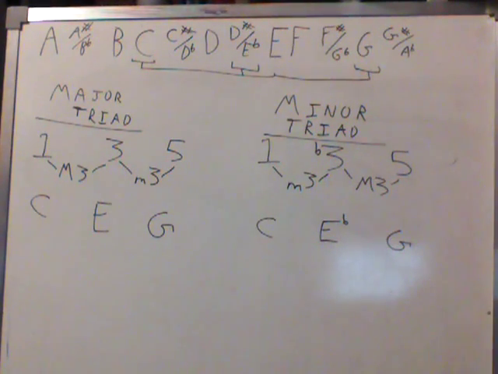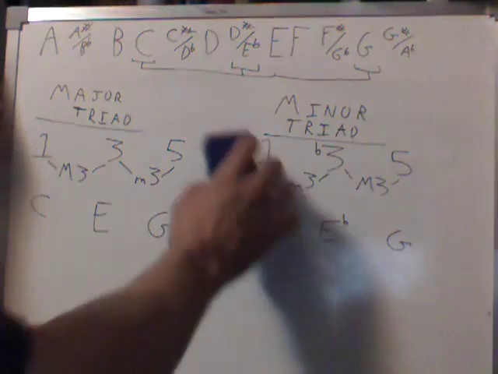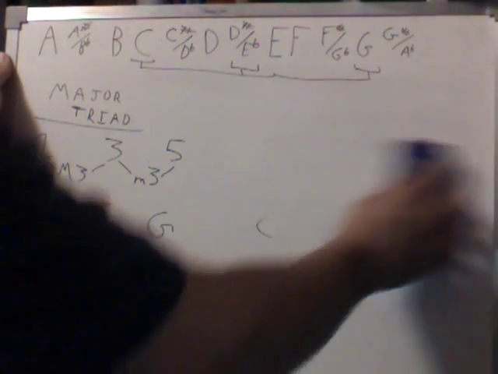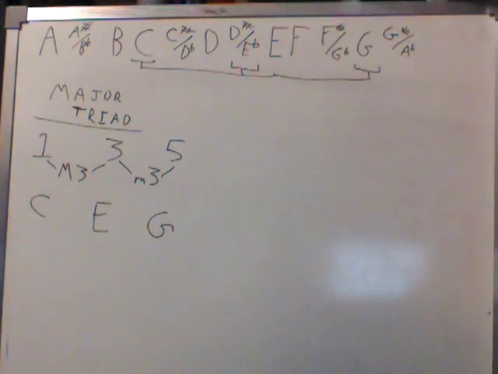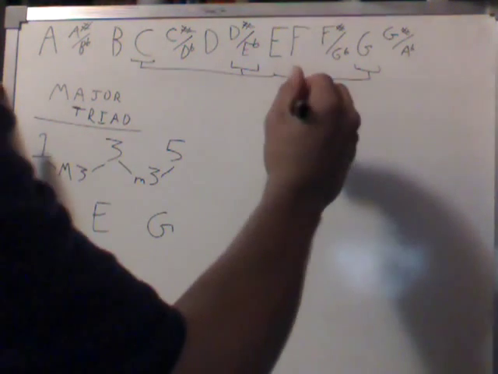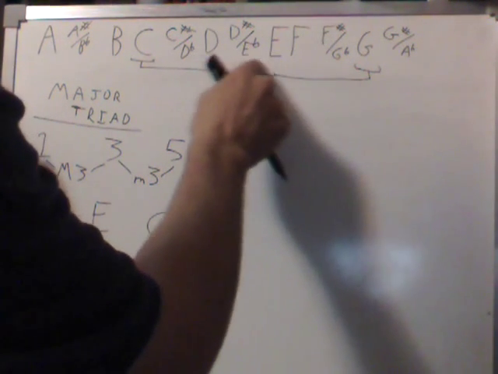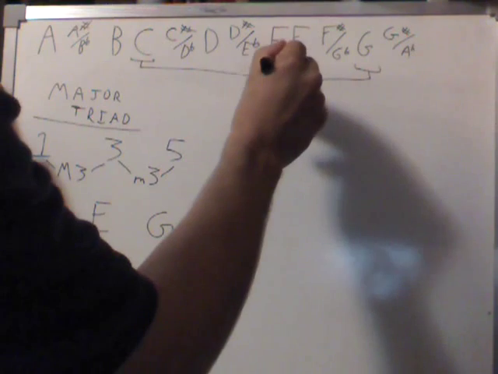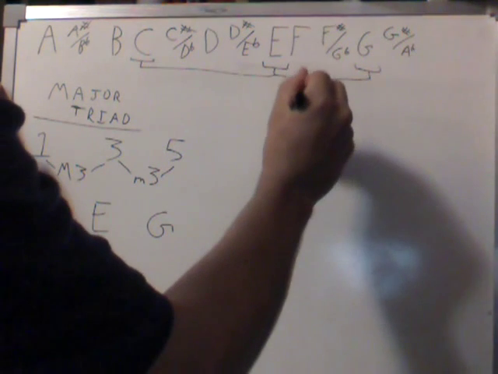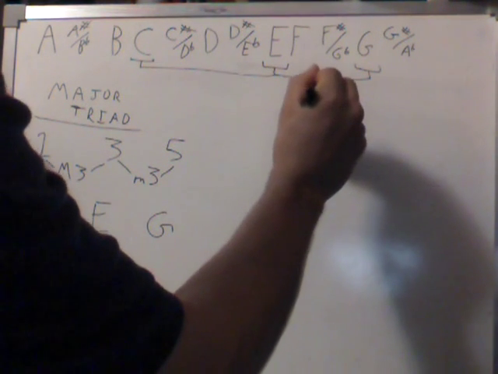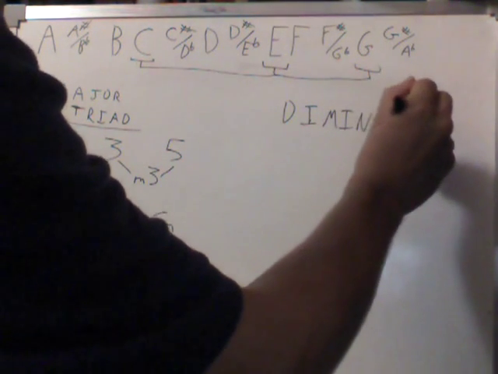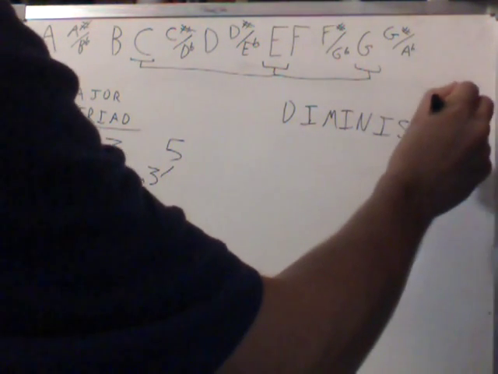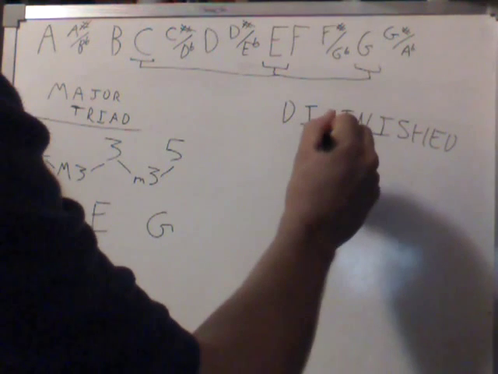Alright, now there's two other types of triads. So I'm going to erase this side. We're going to keep the major one because that's the important side that we're going to relate everything to. The next one is called, and we're going to get rid of this too, right back here. The next one is called a diminished triad. Diminished triad, long name.